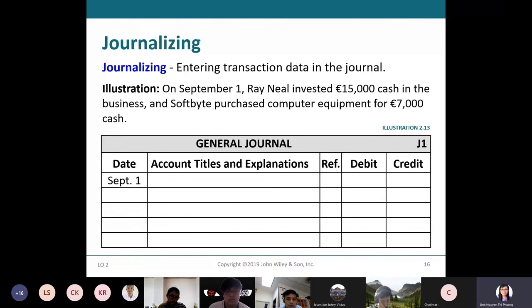Jyotima, can you tell me, did cash increase or decrease? Yes, cash increased. How much? 15,000. Okay, cash increased 15,000. Now cash is an asset, right? When assets increase, should we debit or credit, Jyotima? Debit. We debit, okay? So I'm going to write down cash debit 15,000. Next.